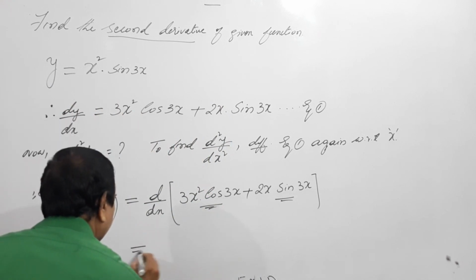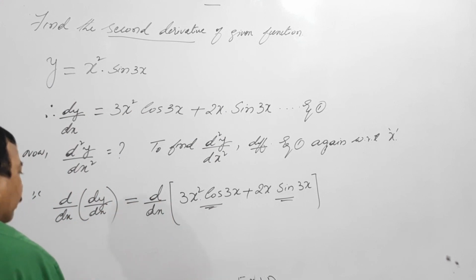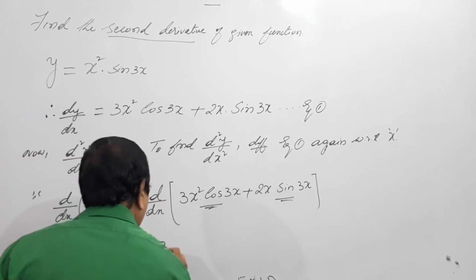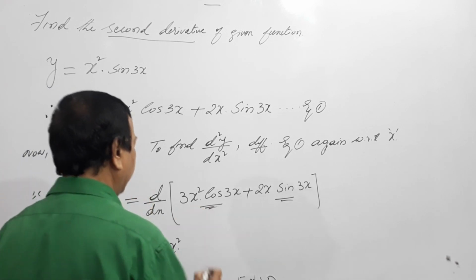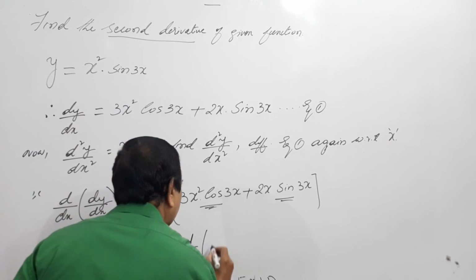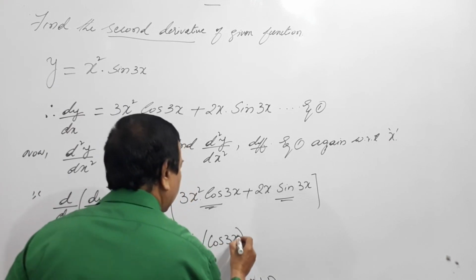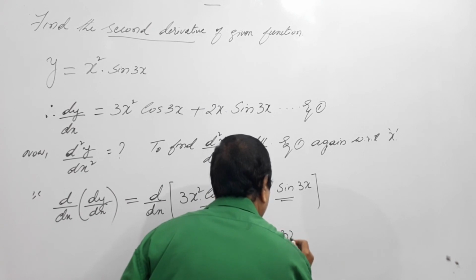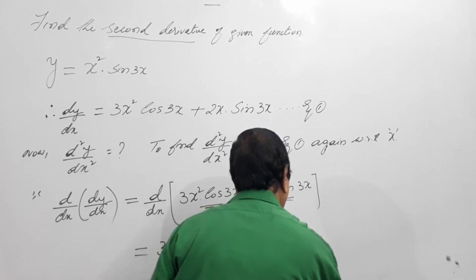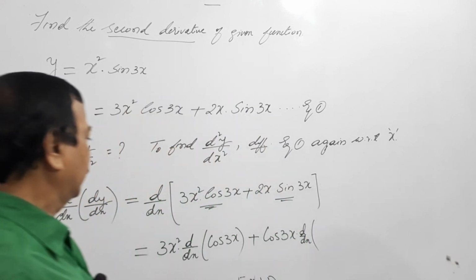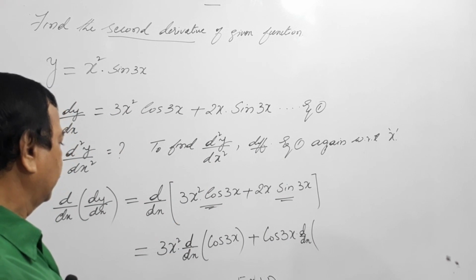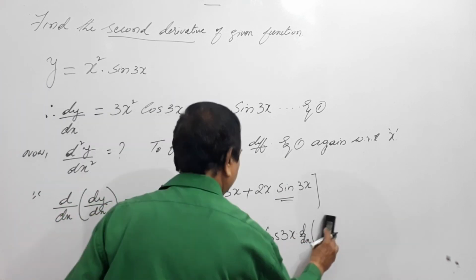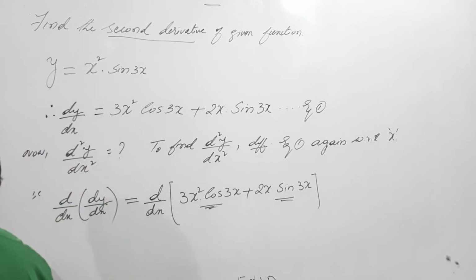So what happens to this? This becomes, I'll write here whether it will be okay. This becomes 3x square into d by dx of cos 3x plus cos 3x into d by dx of. So no, this space is not sufficient. I will write from here: d square y by dx square equals to, at the bottom it's difficult.